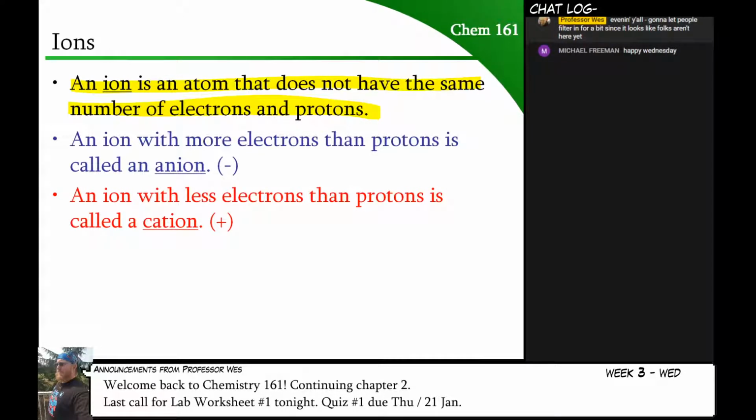either up or down. If you have more electrons than protons, you're going to have a negative charge. And if you have fewer electrons than protons, you're going to have a positive charge. There are terms that we assign to these. Anion is any ion with a negative charge. Cation is any ion with a positive charge.